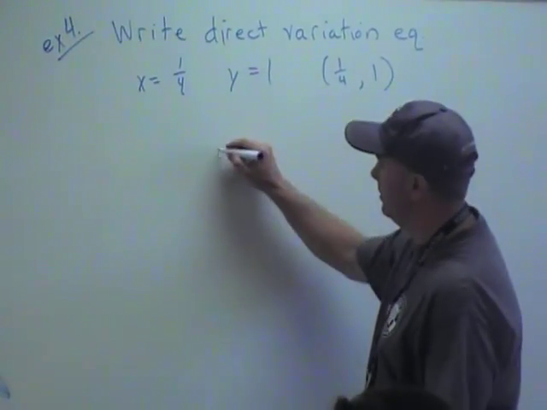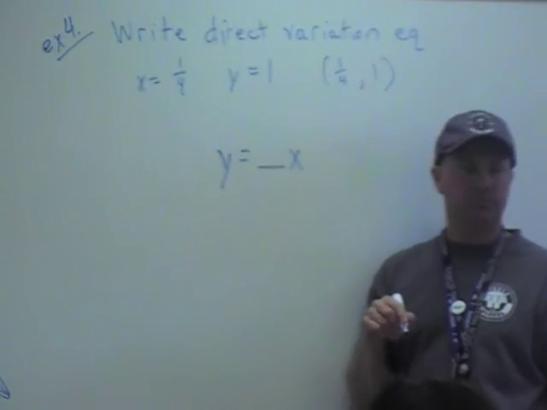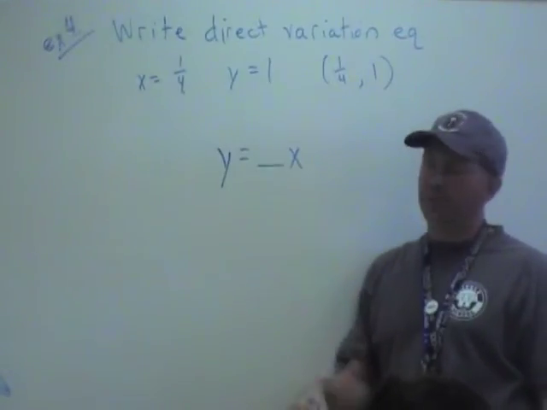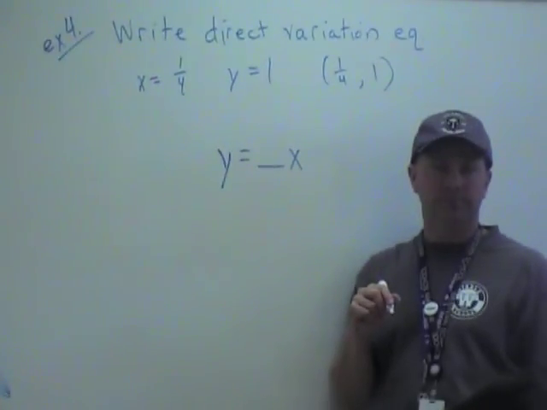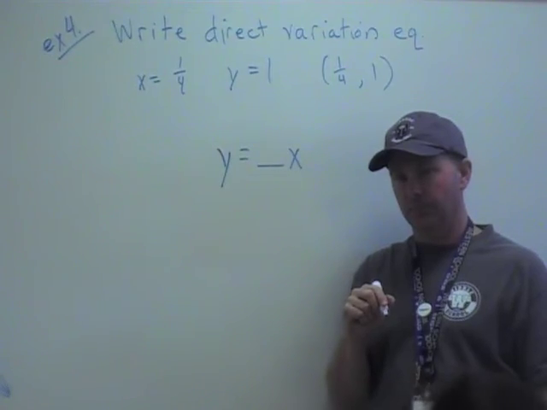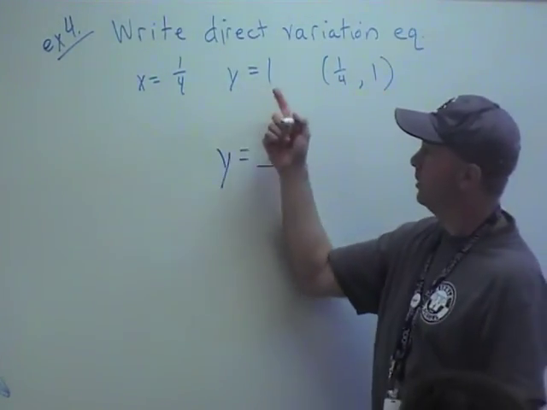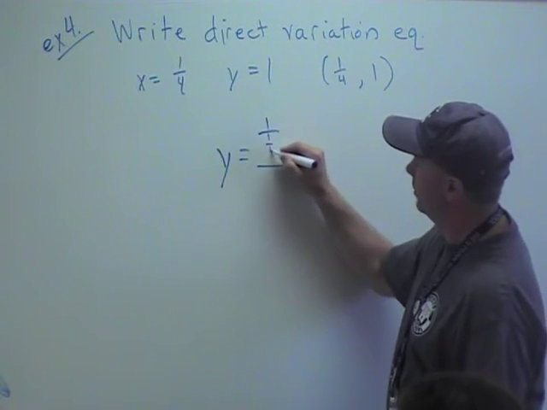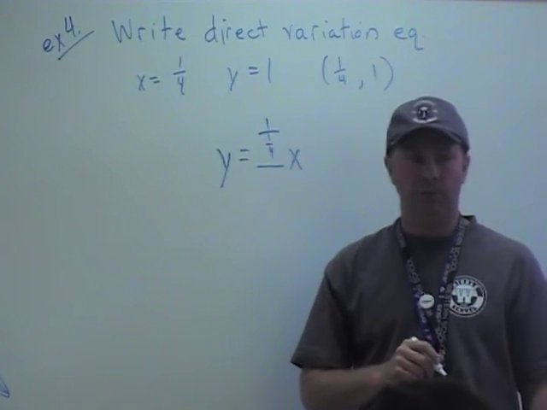So this is what you need. You need the constant of variation. How do you find the constant of variation? What did I say to do? Nate, what did I say to do? Take y divided by x. Yeah, take the y, 1, divided by the x. So what is 1 over 1/4? A fraction out of a fraction. What do we do?